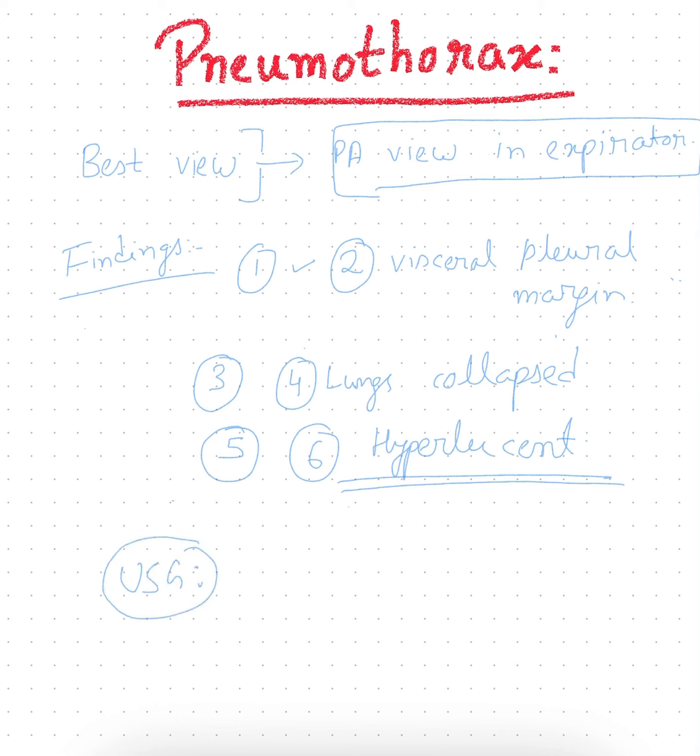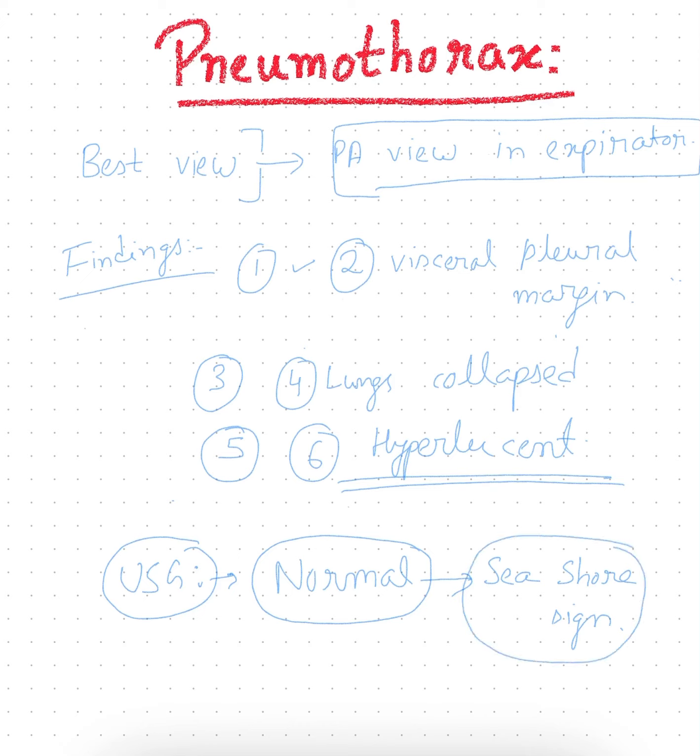Similarly, on ultrasound, when we use the linear probe, normally the parietal and visceral pleura slide over each other. This normal sliding of the parietal and visceral pleura over each other is known as the seesaw sign. So just remember that the presence of the seesaw sign is a normal phenomenon.